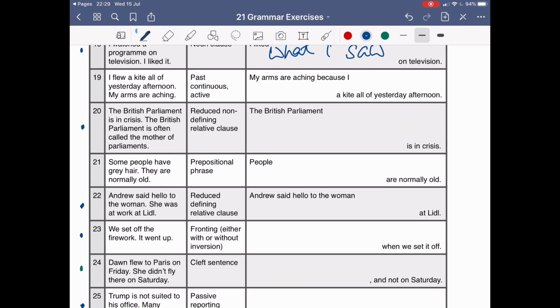20. This is from a couple of years ago, but it's still true. The British Parliament is in crisis. The British Parliament is often called the mother of parliaments by British people. Reduced. Okay, so there isn't going to be a relative pronoun. Reduced, non-defining relative clause. Non-defining, so that means we don't need it. Okay, that means there are going to be commas, right? The British Parliament, comma, often called the mother of parliaments, comma, is in crisis. You would need both commas.